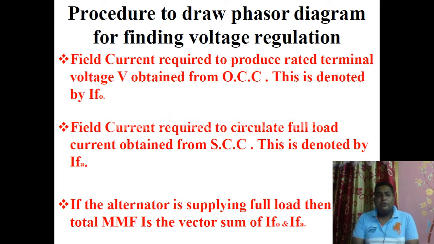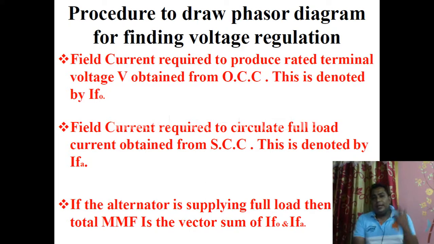Now it is very important to identify the procedure to draw the phasor diagram for finding out the voltage regulation. The field current required to produce the rated terminal voltage V, obtained from the OCC, is denoted by IF0. The field current required to circulate the full load current, obtained from the SSC, is denoted by IFA. If the alternator is supplying full load, then the MMF is the vector sum of IF0 and IFA.